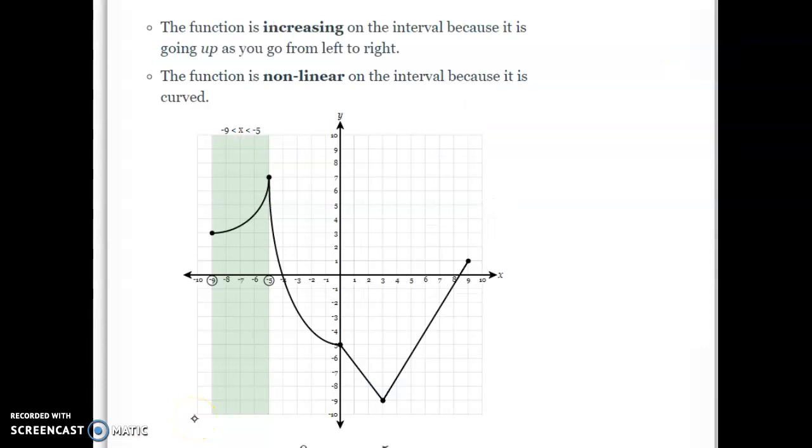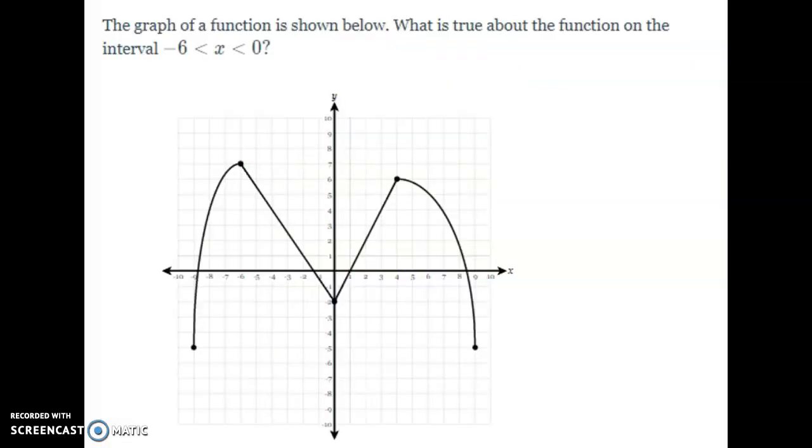So we can definitely see that the function is increasing on the interval because it's going up as you go from left to right. The function is nonlinear on the interval because it is curved. So that section is highlighted, showing that it is between -9 and -5. So make sure that you are also looking at the feedback on all of the problems in Delta Math because they do a nice job of explaining step by step each problem.